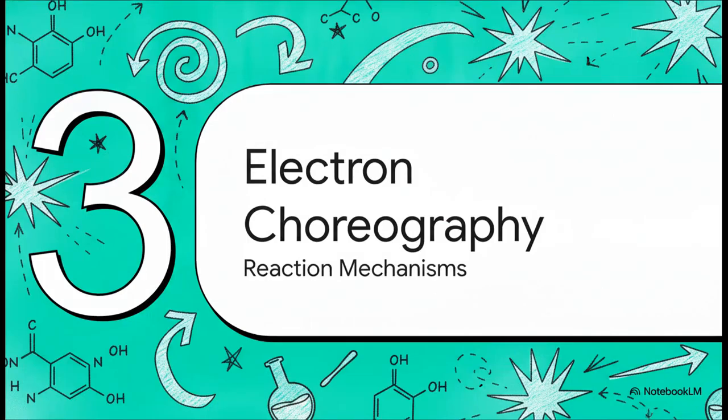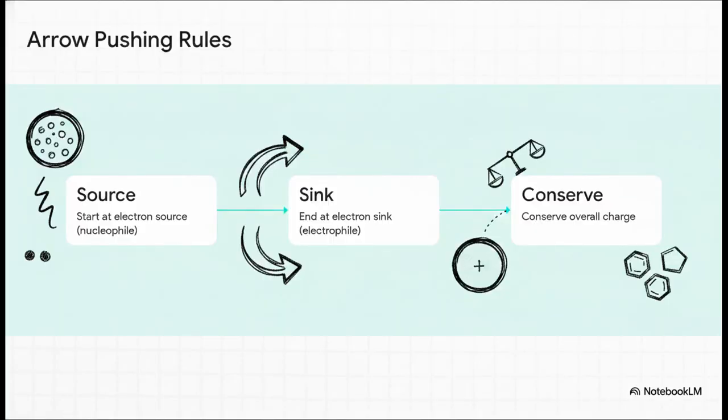That brings us to Section 3, choreography of the electrons. To really choreograph chemical reactions, chemists use a technique called arrow pushing, and it is strict, but it's super elegant. Your double-sided arrow has to always start at the electron source, the nucleophile, and point exactly to the electron sink, which is the electrophile. You are essentially visually tracking the flow of electrons while meticulously conserving the overall charge.